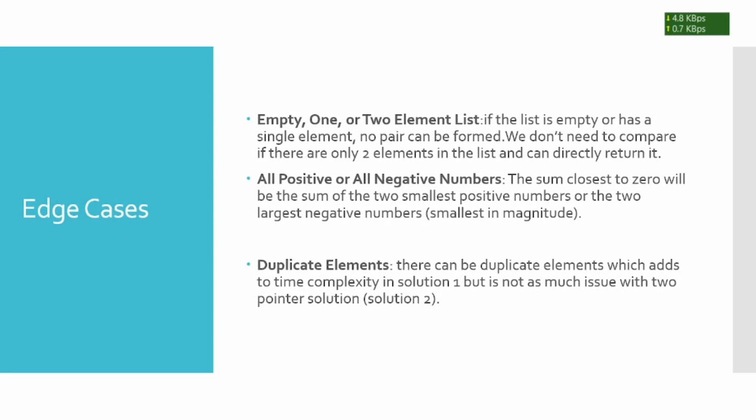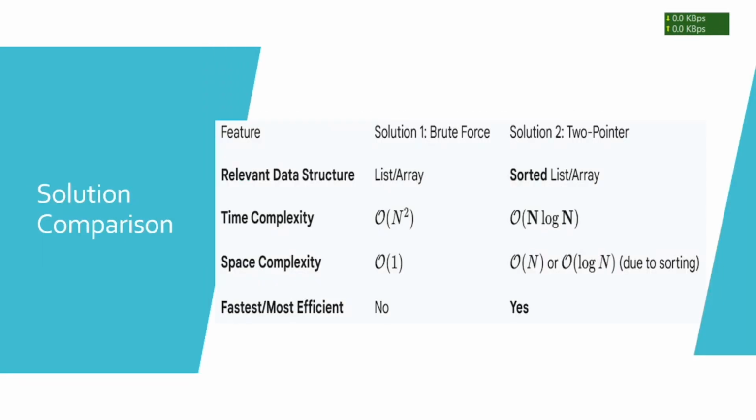Right now we have an example where all are a mix of negative and positive numbers. But what happens if it is all positive or all negative? So we need the smallest positive numbers or the largest negative numbers to find the closest to zero. And if there are duplicate elements, the first approach will take more time, but complexity is much better on solution 2. We just need it to be a sorted one.